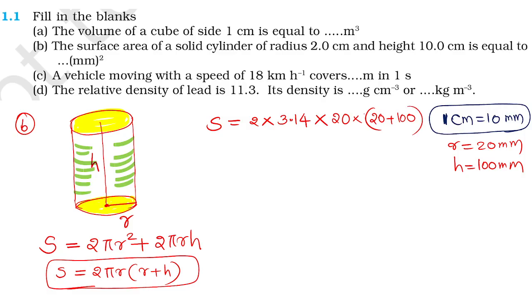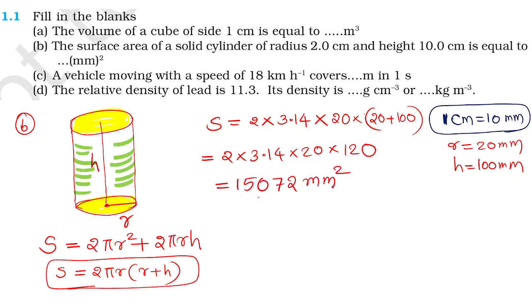If you use only millimeter, you will get the surface area in millimeter square. So 2 into 3.14 into 20 into 120. And remember, I don't want to explain the multiplication and division steps. 2 into 3.14 into 20 into 120 is 15072. 15072 millimeter square is the answer.